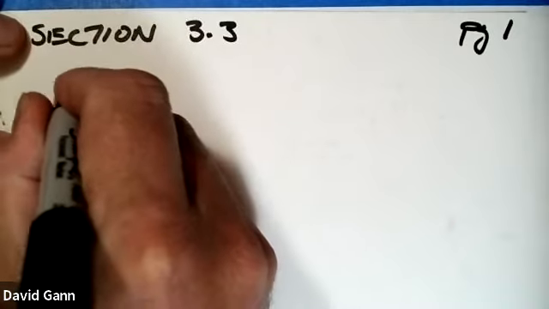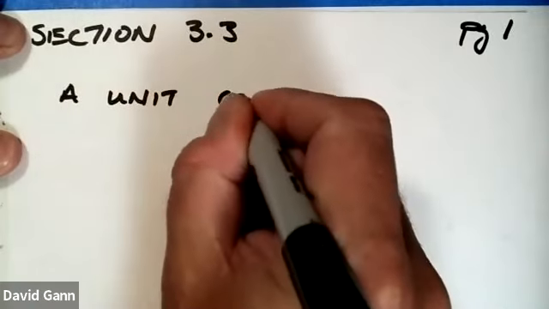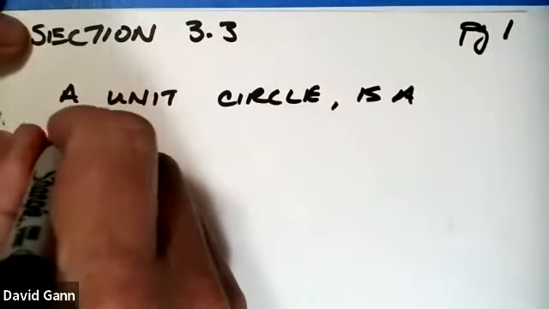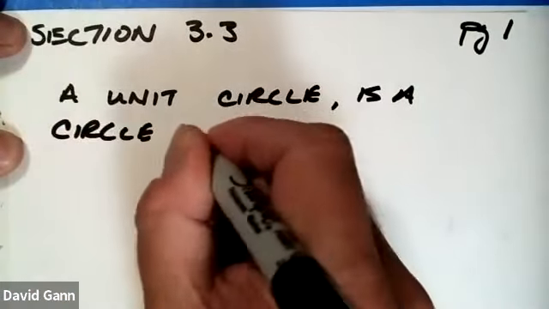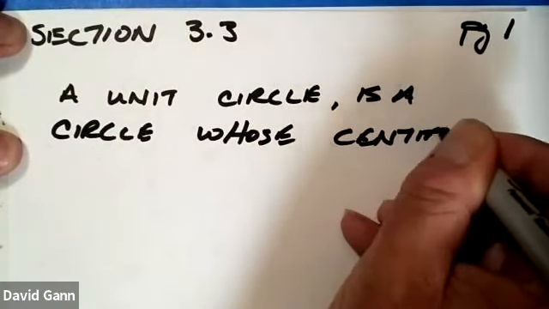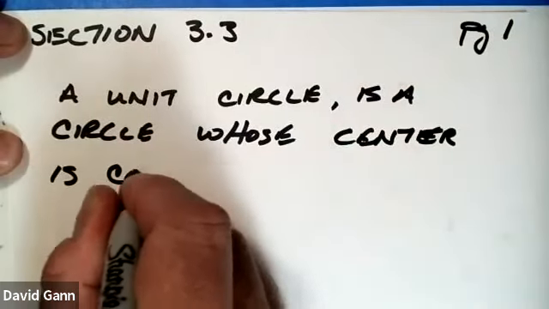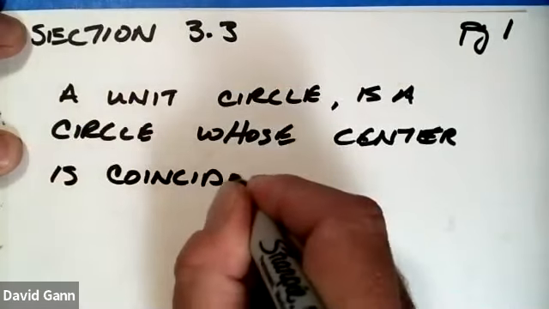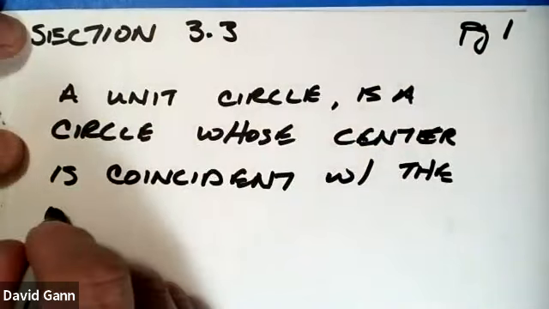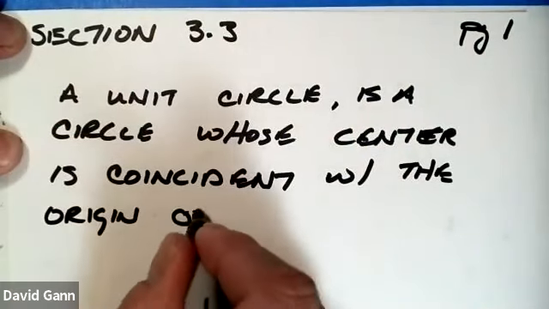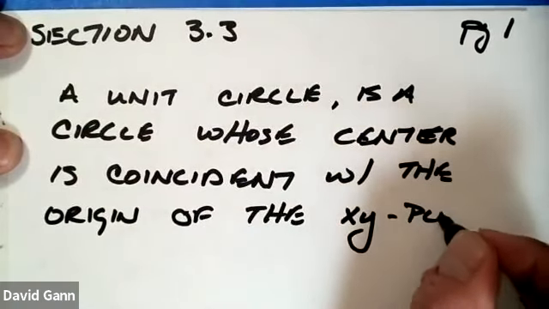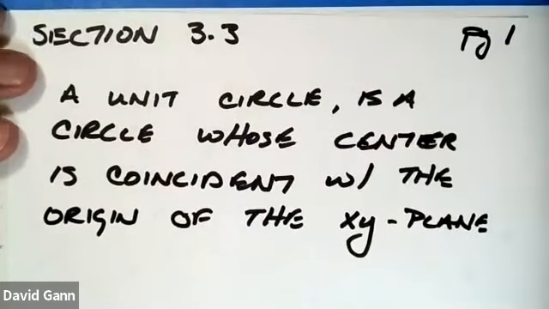Okay, so first, let me make the statement that we are talking about this thing called the unit circle. A unit circle is a circle whose center is coincident with the origin of the so-called XY plane. So a normal kind of coordinate system.